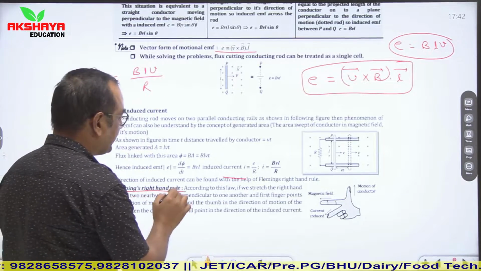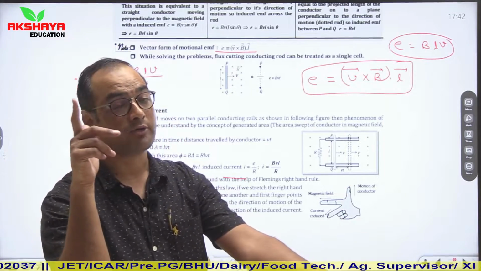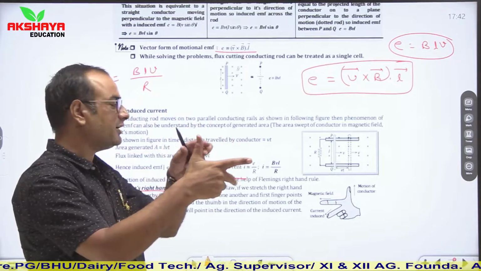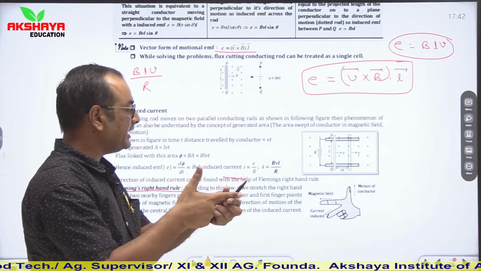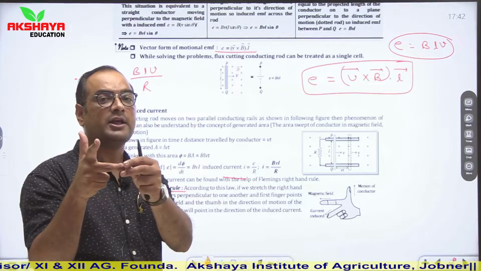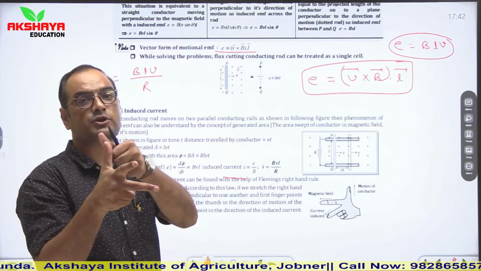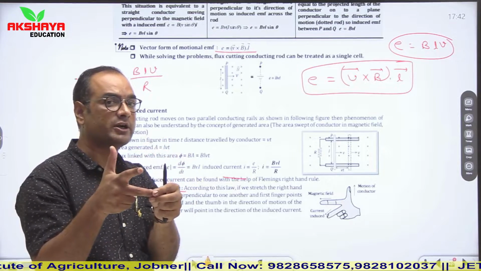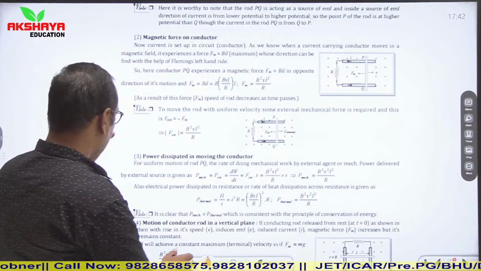Now, Fleming's right hand rule. Fleming's right hand rule can be used to find the direction of induced current or induced EMF. So what does it say? Fleming's right hand rule says that if the thumb represents the motion of the conductor, and the index finger represents the direction of the magnetic field, then the middle finger will give the direction of induced EMF or current. So thumb is motion of conductor, index finger is magnetic field, and middle finger will represent induced current or EMF. This is Fleming's right hand rule. Now see the next topic.